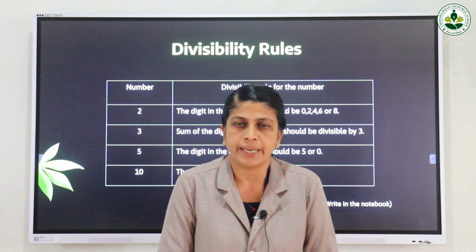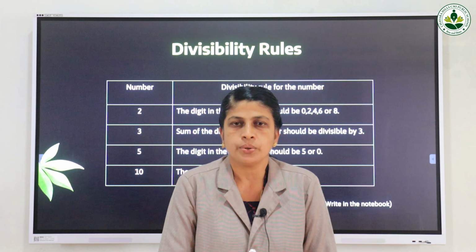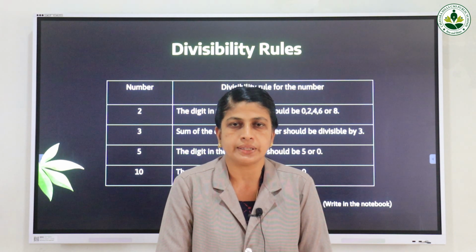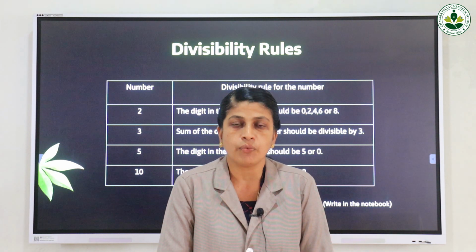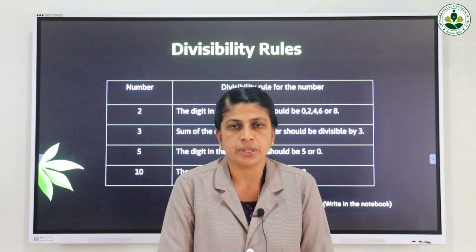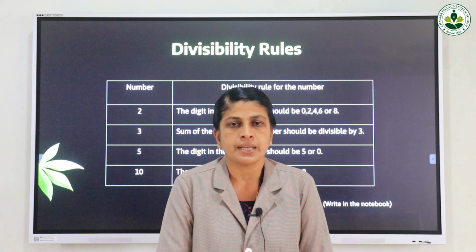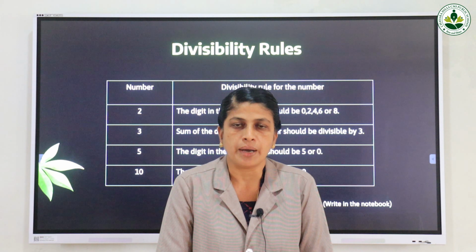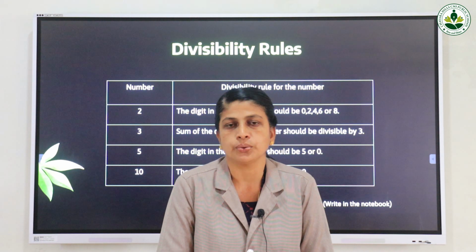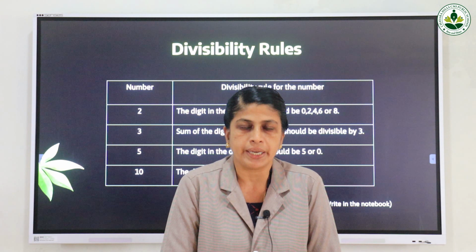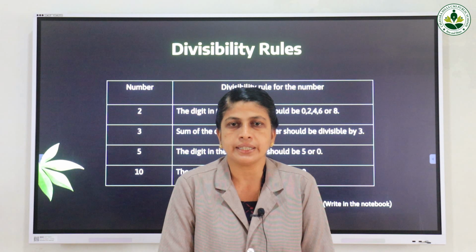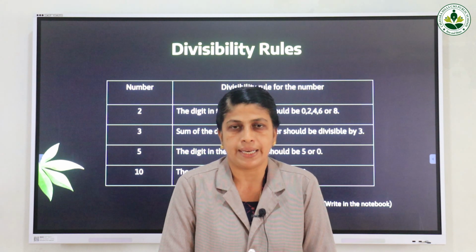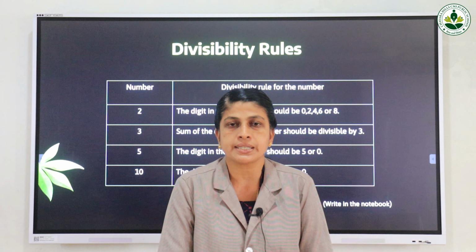To check whether a number is divisible by 2, you check whether the number ends with 0, 2, 4, 6 or 8, that is, the ones place digit. If the number's ones place digit is 0, 2, 4, 6 or 8, then that number will be divisible by 2. Therefore, the divisibility rule of 2 means the number has its ones place digit as 0, 2, 4, 6 or 8.